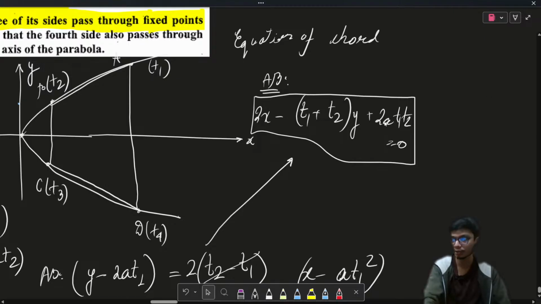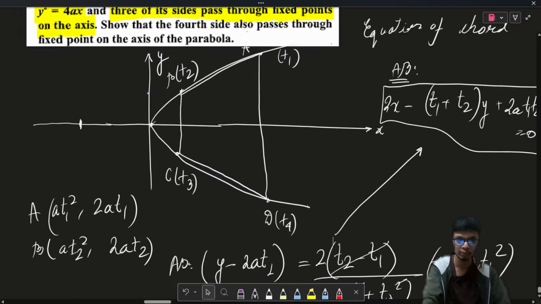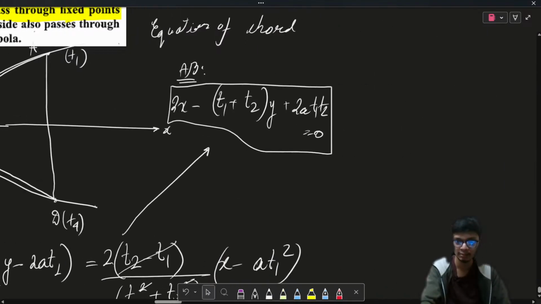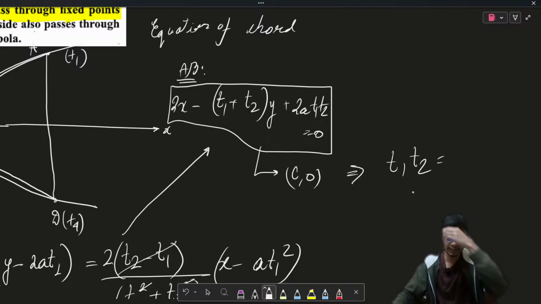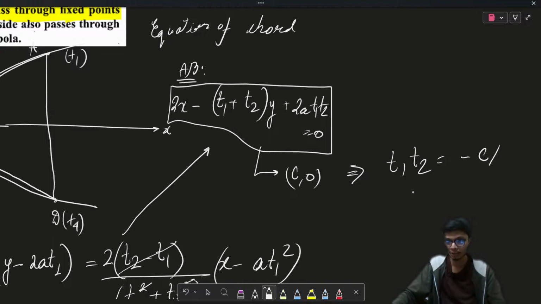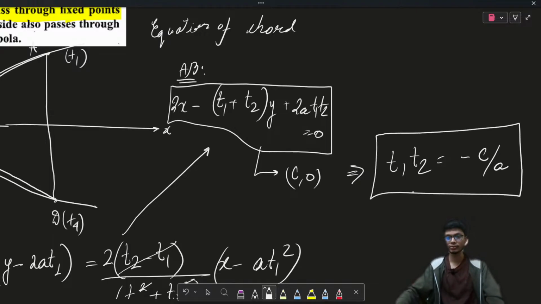So if we have to show that this passes through a constant point, let us take the constant or fixed point on the axis as c comma 0. If this line AB passes through this constant point c comma 0, then it is equivalent to showing it. So if we do that and put it over here, we'll get t1 t2 to come out to be minus of c upon a. So t1 t2 should come out to be minus of c upon a.